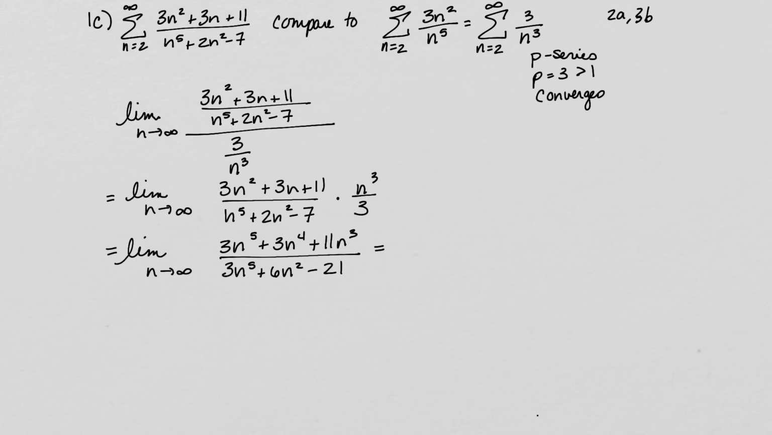When we did them in Calc 1, you could divide everything by the highest power in the denominator, or you could remember from pre-Calc that limits as you go to infinity are really horizontal asymptotes. If you're just trying to find the horizontal asymptote, you take the ratio of the highest coefficients if the highest powers are the same. So that's how I get here that this limit is 3 over 3, which is 1. 1 is bigger than 0, so it's going to converge.